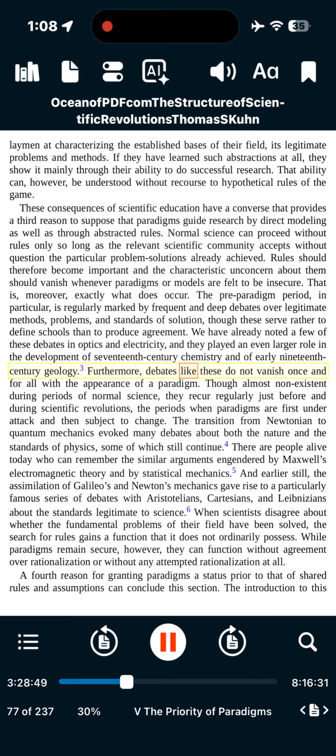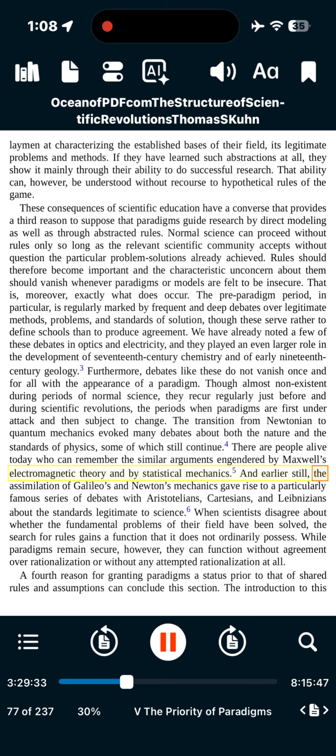Furthermore, debates like these do not vanish once and for all with the appearance of a paradigm. Though almost non-existent during periods of normal science, they recur regularly just before and during scientific revolutions, the periods when paradigms are first under attack and then subject to change. The transition from Newtonian to quantum mechanics evoked many debates about both the nature and the standards of physics, some of which still continue, for there are people alive today who can remember the similar arguments engendered by Maxwell's electromagnetic theory and by statistical mechanics and earlier still.